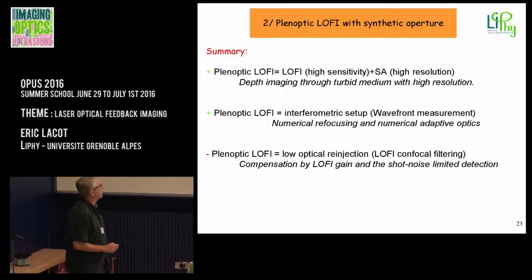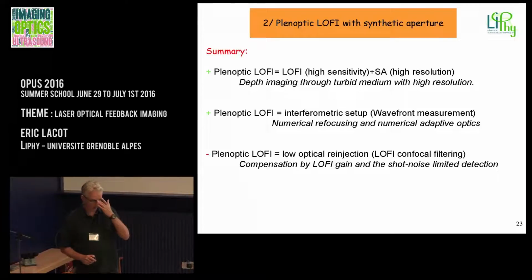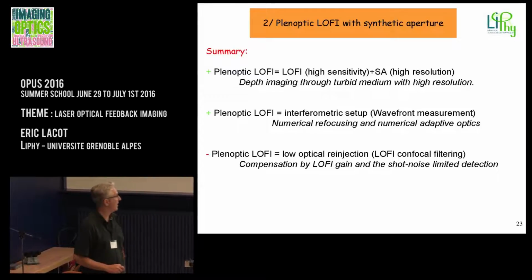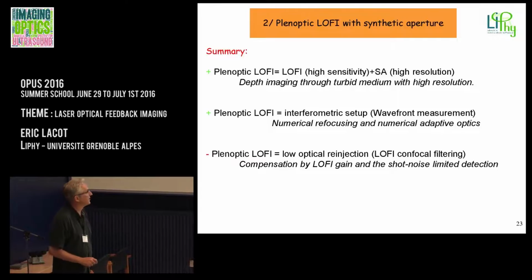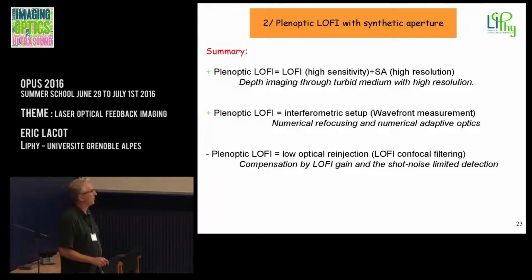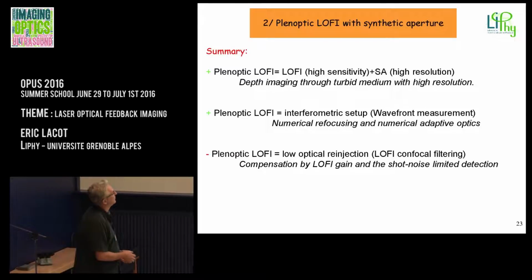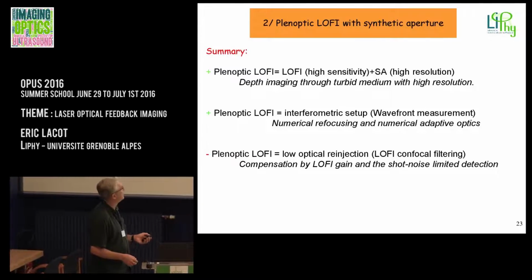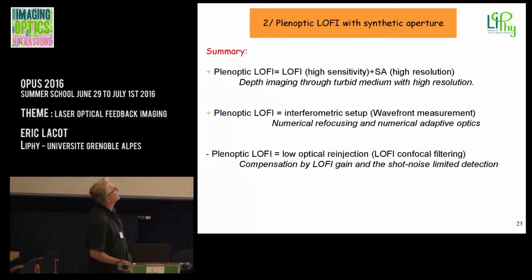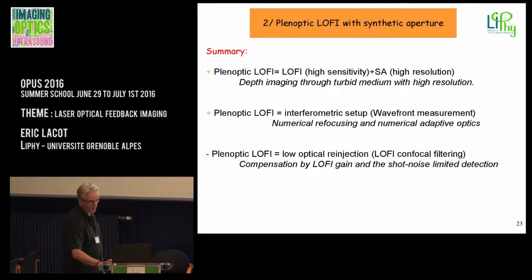And one drawback, already mentioned, is that the number of photons coming back inside the laser cavity is very small, but this drawback is partially compensated by the gain of the LOFI setup, and also by the fact that the LOFI measurement is shot noise limited. So it is possible to obtain a synthetic aperture image from the LOFI setup.